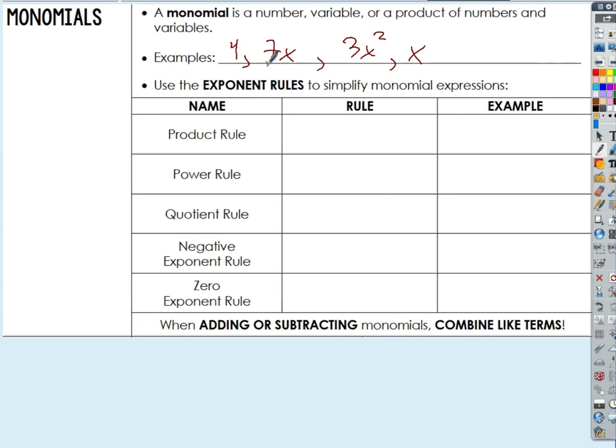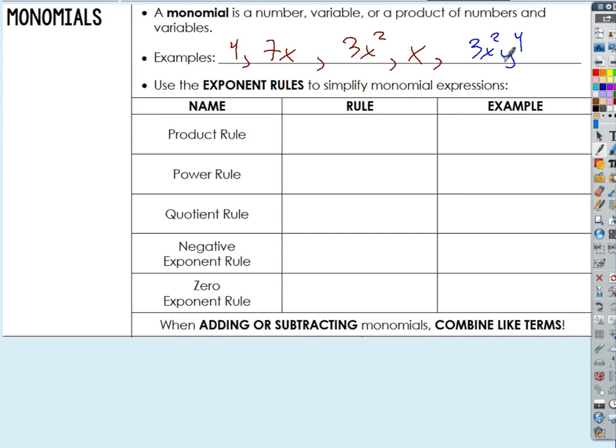Could it be like multiple variables? It could actually, yeah. So you're right, it could be something like 3x squared y to the 4th, which would also be a monomial. Now, for our purposes, we're not really going to worry about that too much. We're going to be worrying about polynomials involving a single variable, but it's a good question.